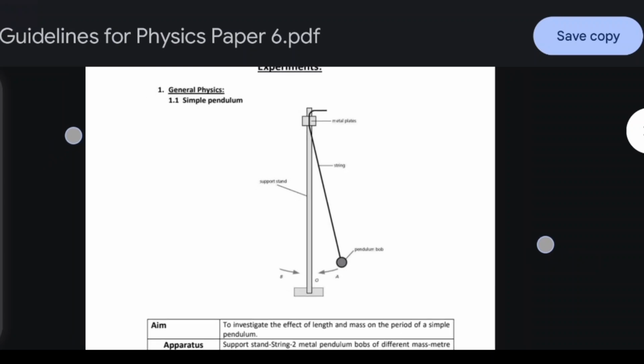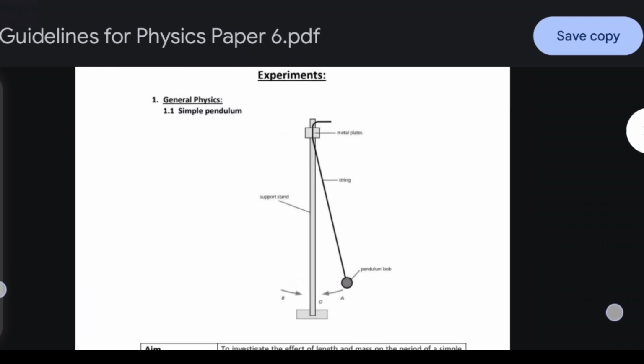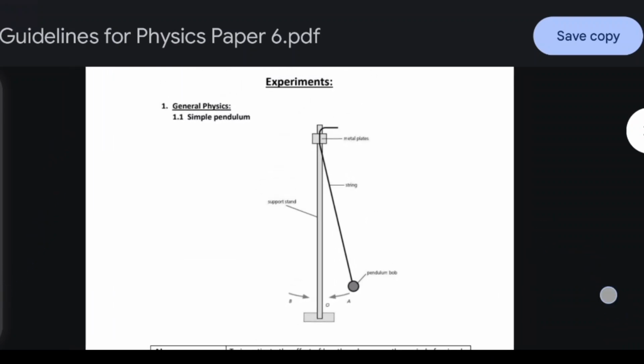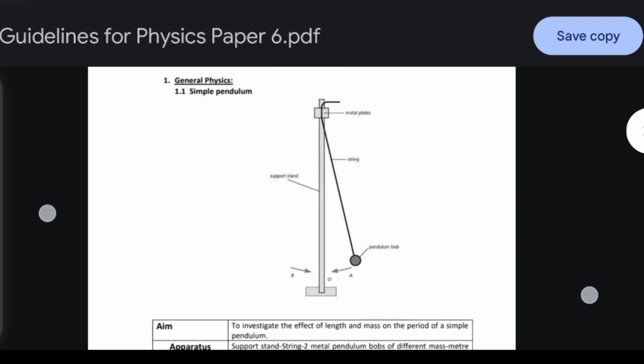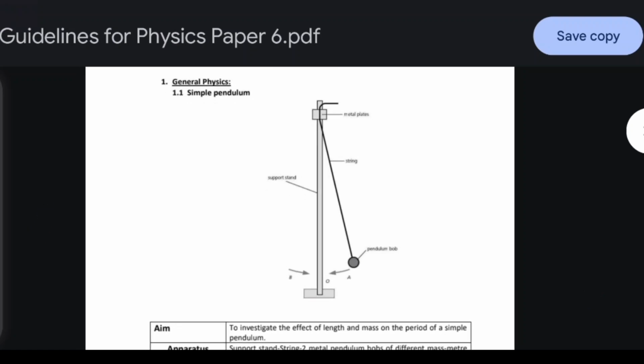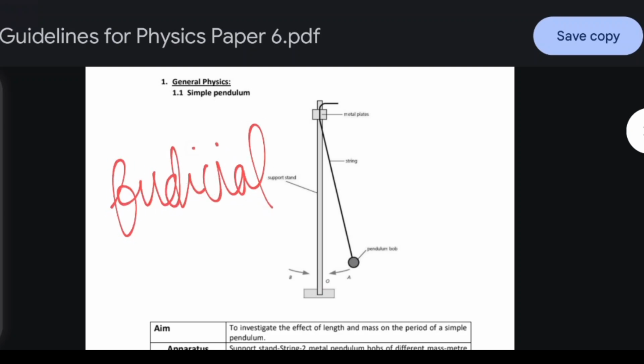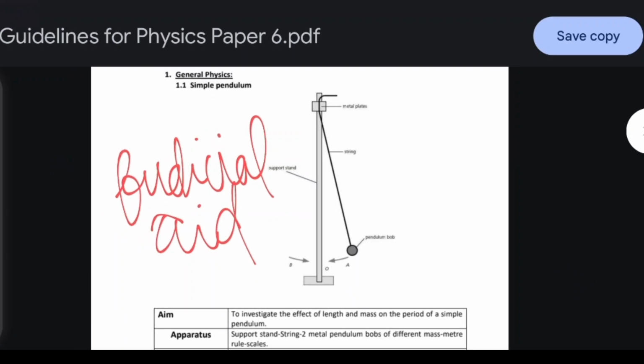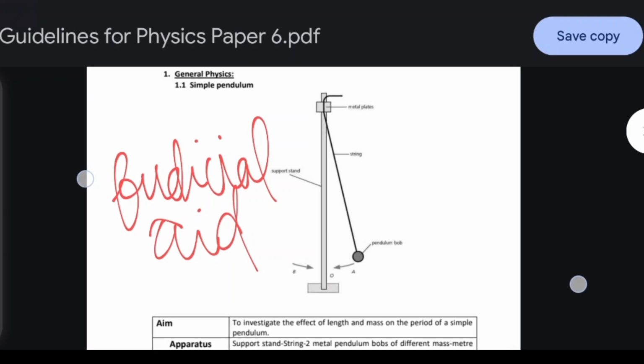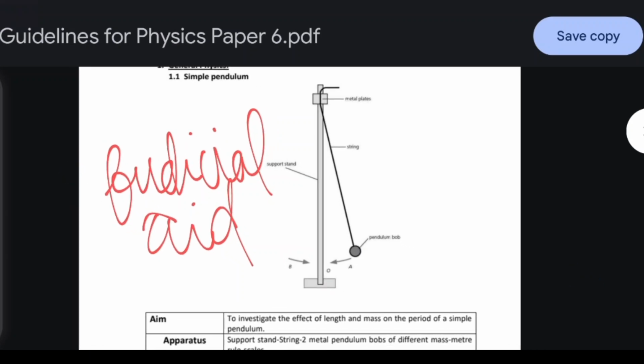General physics, simple pendulum. A very important one. You should know how the pendulum moves. So how do you do it? You basically set the pendulum in oscillation. You first mark the mean position using what you say in mark schemes, a fiducial aid. Please bear with my handwriting. So you mark the mean position of the pendulum and then you set the bob in oscillation. Take the bob to the mean position and then you release it.